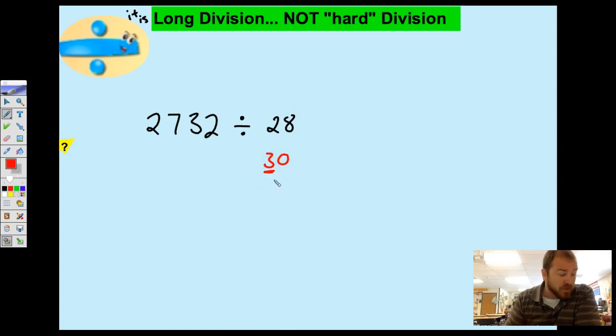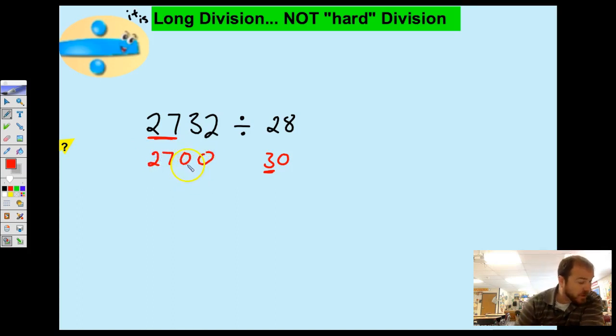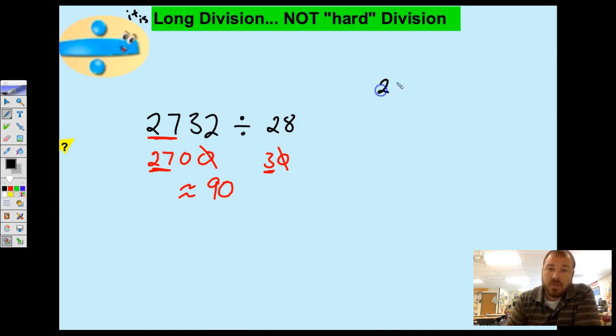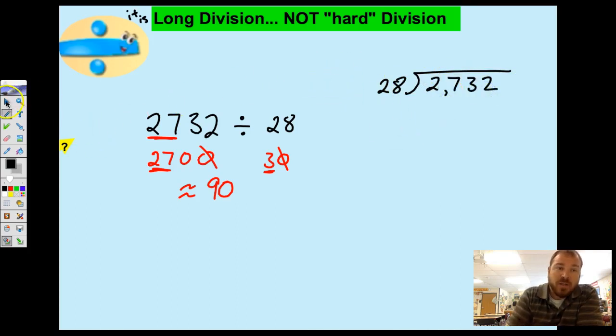Now, hopefully you see that 3 is buddies with 27 already, and we can just go ahead and leave that at a 2700. Okay. Now, if we go ahead and look at that front end, we can cancel 1 0 and cancel 1 0, and our estimate is about 90. Let's go ahead and do that problem out using our standard algorithm. 28 goes into 2,732. Again, we're going to be thinking about this number to change it a little bit.